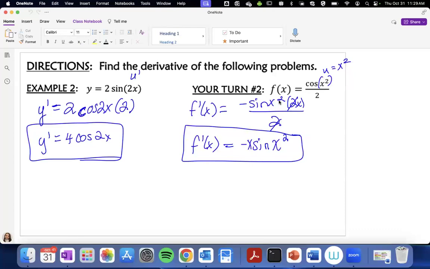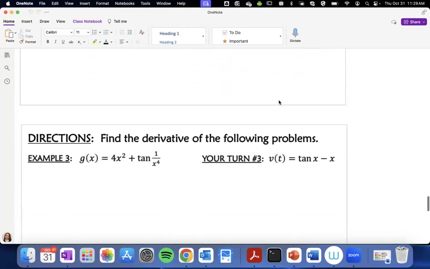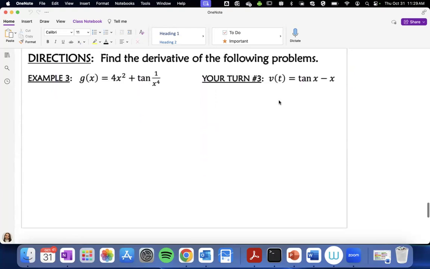Okay. Let's do another one. Find the derivative. g prime of x. Okay, derivative of 4x squared is going to be easy. What's that? That's the power rule. So 8x.